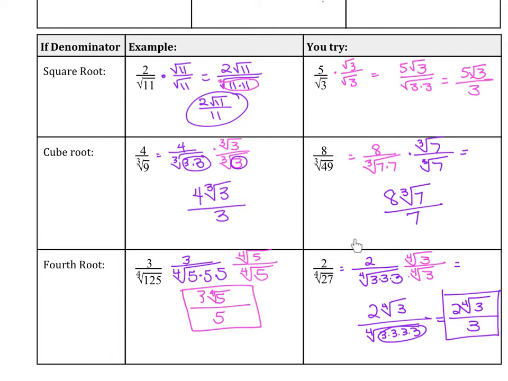So try out these 3 examples on the right. So if you try this out, again, remembering that if you need to, break it down. So for square root, we don't need to, it's just 3, which is fine. So we multiply by root 3 over 3, and then we will end up with 5 root 3 over 3.